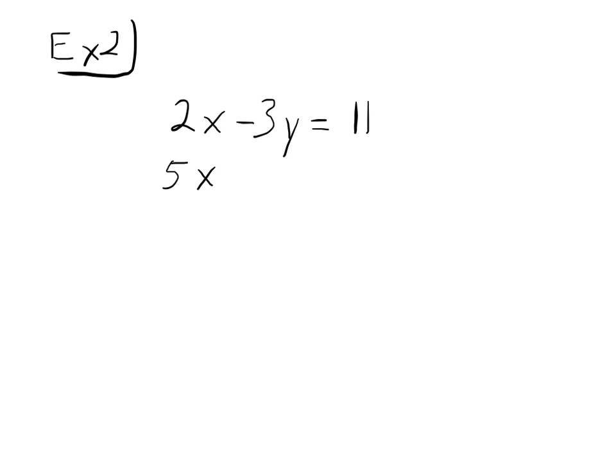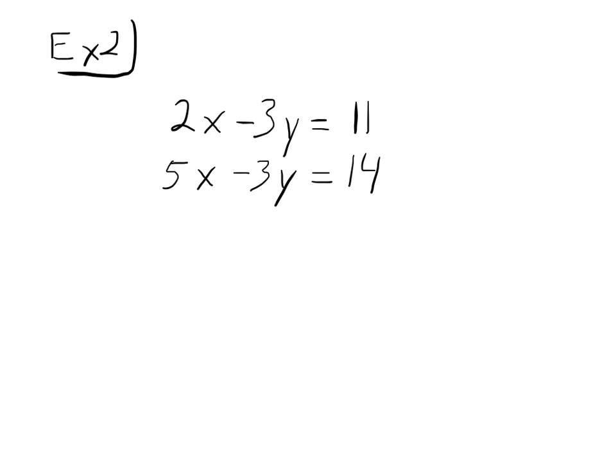So example 2 is the problem. 2x minus 3y is equal to 11. And then 5x minus 3y is equal to 14. So if we look at the coefficients on x, it's a 2 and a 5. If we add or subtract those, are those going to cancel to be 0? The answer is clearly no. But if we look at the y's, they both have a negative 3 in front of them.